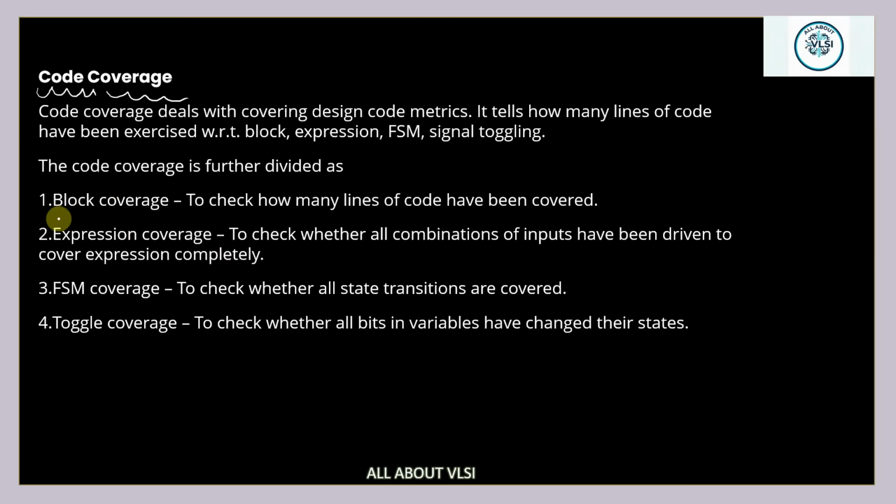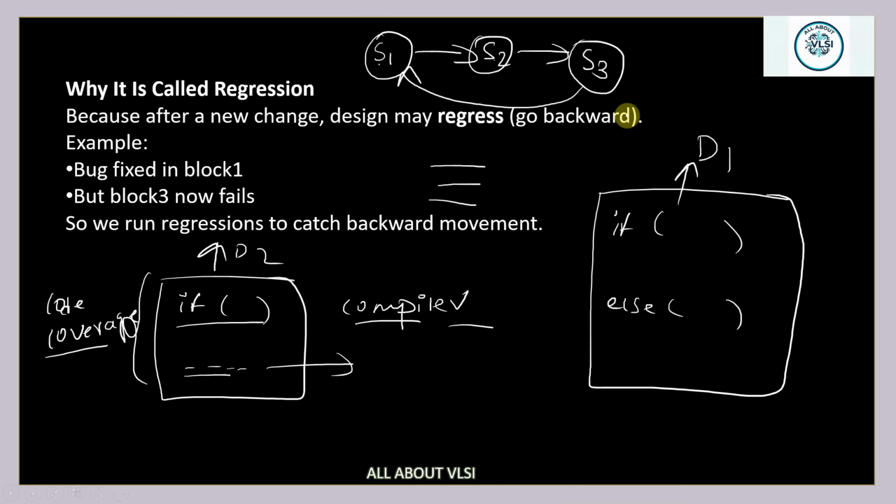Okay, so in code coverage, we are going to have block coverage, which checks whether all the lines of a particular block are executed or not. And we are going to have expression coverage, FSM coverage, and toggle coverage. Anyways, we are going to discuss code coverage in detail later. I just wanted to give you an overview of how code coverage is going to look.